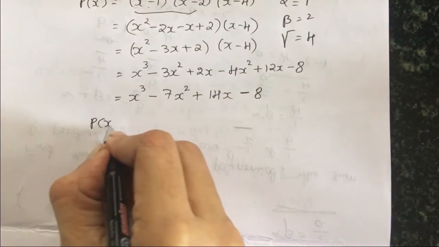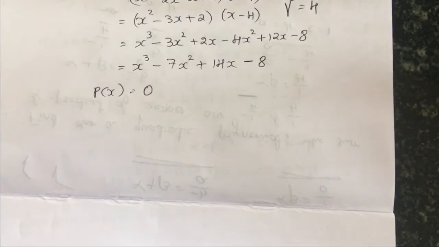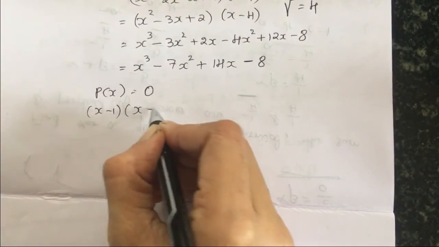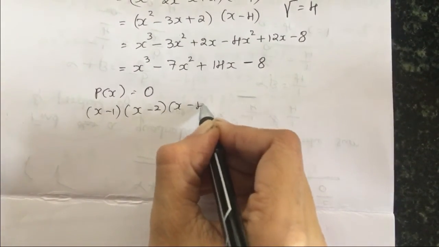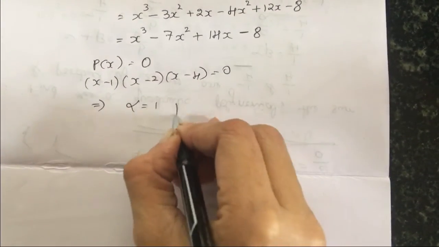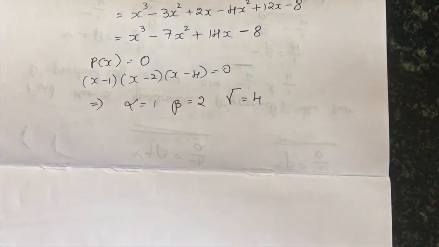So P of x equal to 0, I can directly write: to get the zeros, I have to equate P of x equal to 0. That means (x minus 1) into (x minus 2) into (x minus 4) equal to 0, which implies alpha equal to 1, beta equal to 2 and gamma equal to 4.